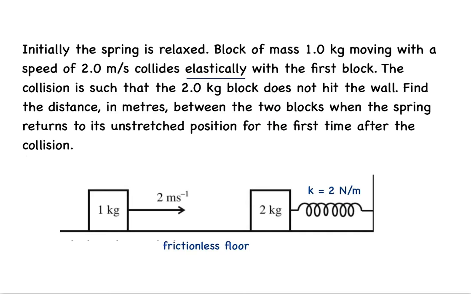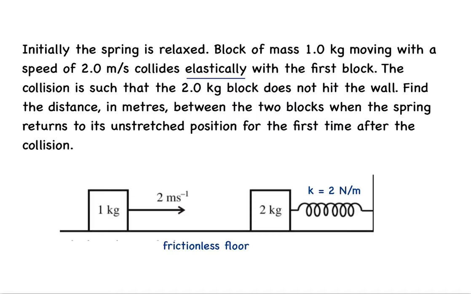So when this 1 kg block collides with the 2 kg block, the 2 kg block will gain some velocity. It will compress the spring, then it will come back to the original position. Then at that instant, when the 2 kg block has come back to the initial position, we have to find the separation between the blocks.